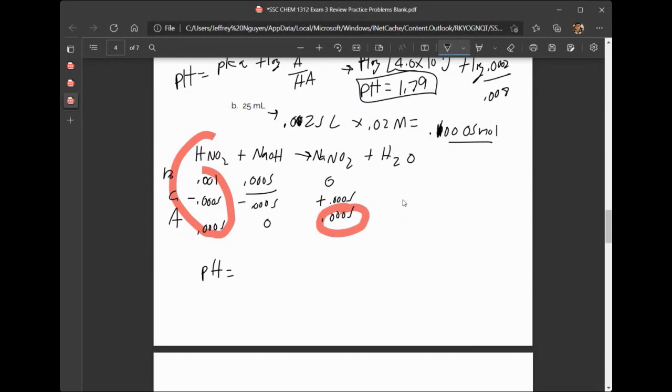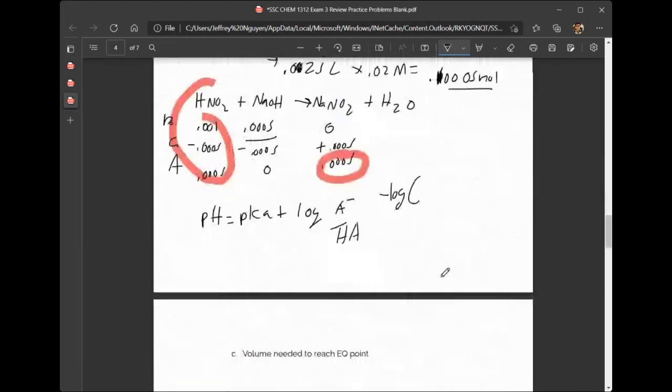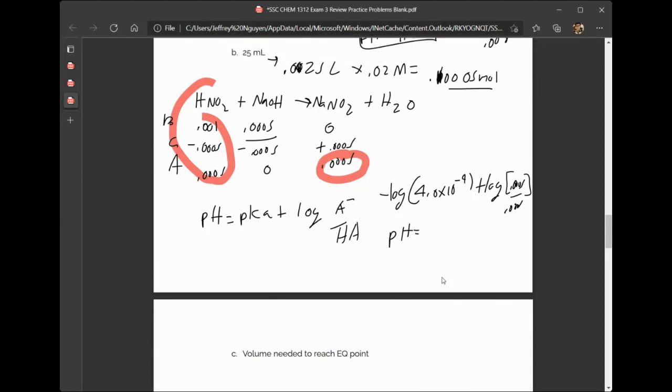Okay, so plugging that in, we get the pKa is negative log of 4.0 times 10 to the negative 4, plus log of A minus over HA, which is 0.0005 over 0.0005. And so when we do that problem, we get pH is equal to... Can you also get 0.0005 over the total volume and get the log of that?